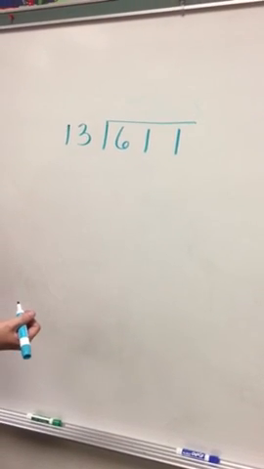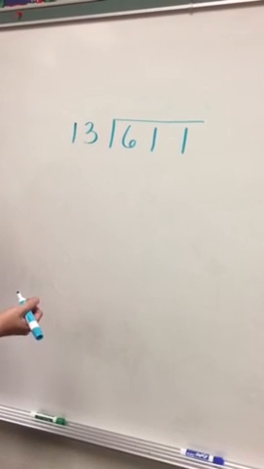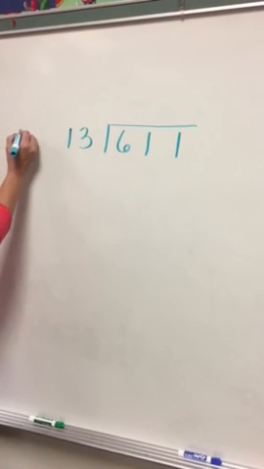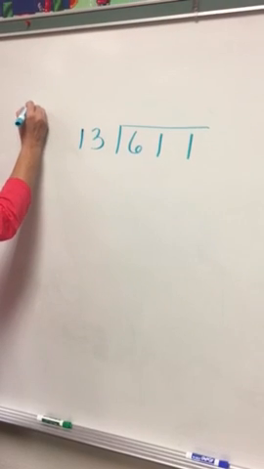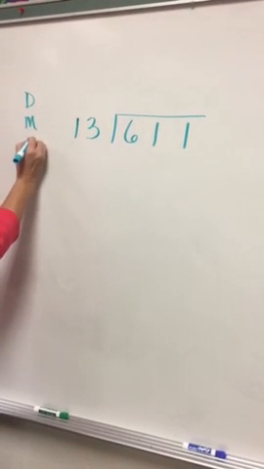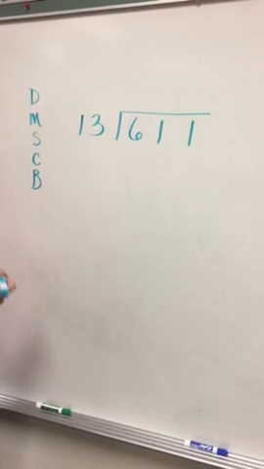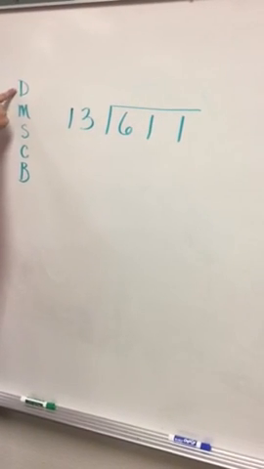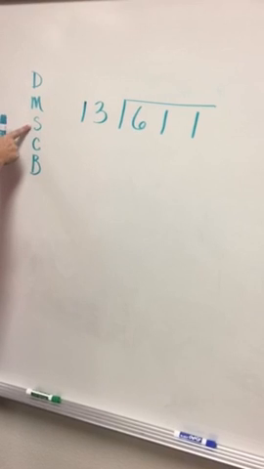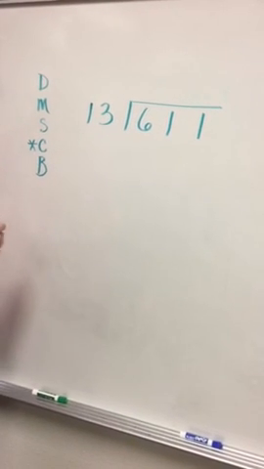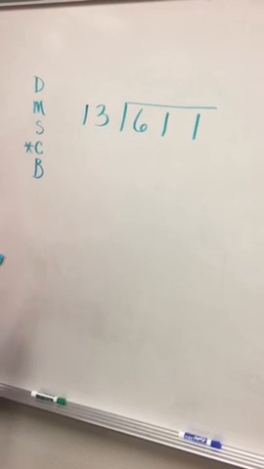All right, today we're going to do an example of division. Before we divide, we need to think of our steps, and we're going to write them down. How do we remember those? Does McDonald's sell cheeseburgers? In your math journal, D is for divide, M is for multiply, subtract, compare, which a lot of us want to skip, but that step is very important, and bring down.